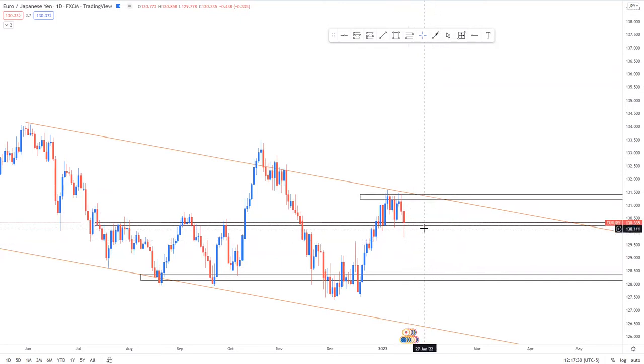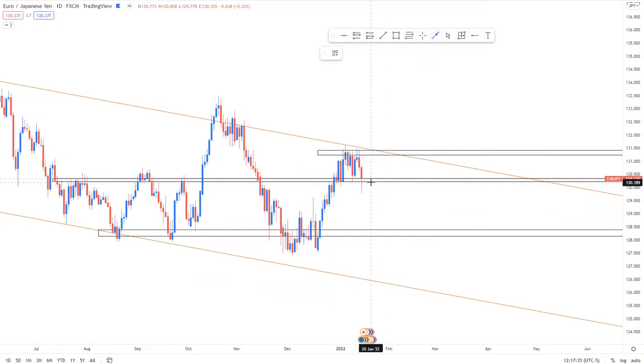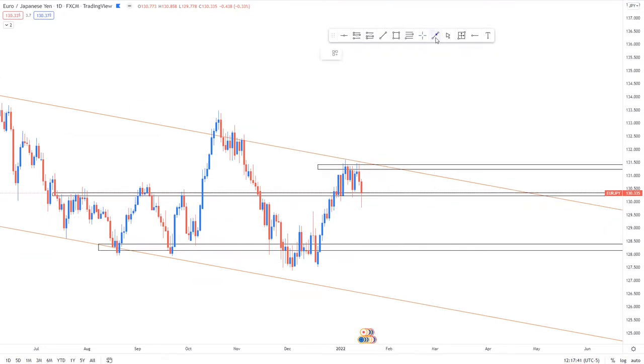I'll keep you guys updated on our Telegram channel, but in general, I'm looking for a short below here, below 129.80, and for a long position, if we see a support forming around this area with the bullish closure of daily candle, and then ride the trend up to 130, 140.